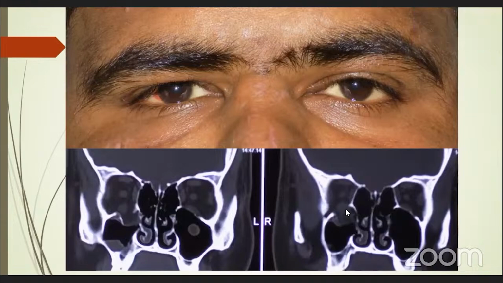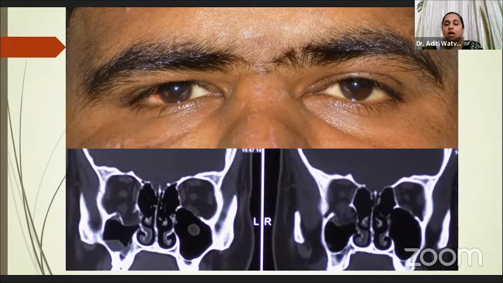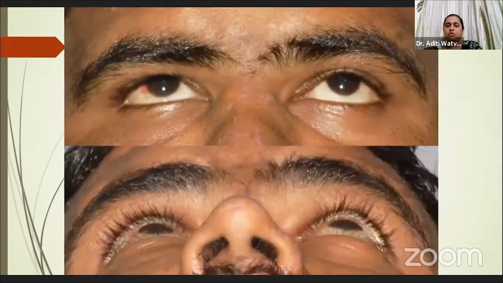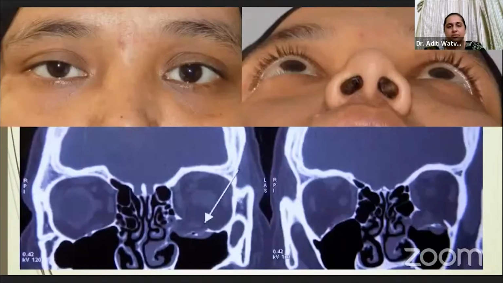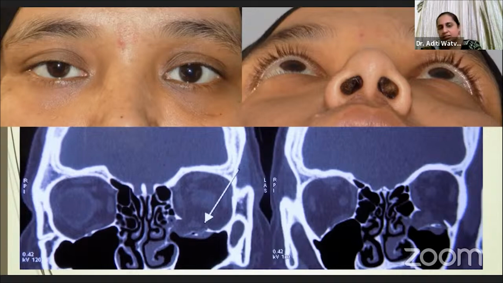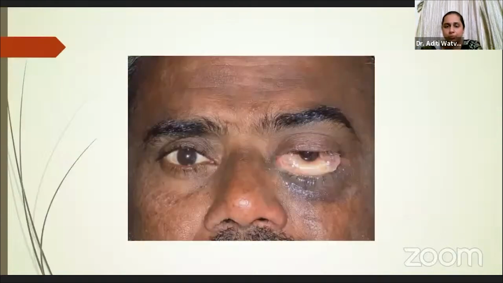Yeah, the muscle has prolapsed, but there is no restriction of the movement or gross enophthalmos, and it can surely be observed. This patient had enophthalmos with the prolapse of the muscle, but the patient was not much bothered about the enophthalmos. So unless it is a cosmetically concerning enophthalmos for the patient, we can still observe if there is no functional deficit or any diplopia.